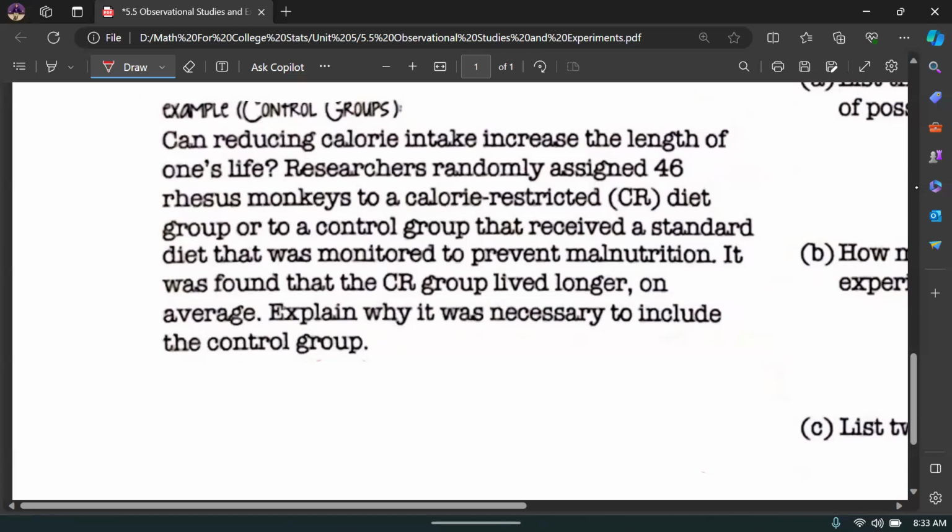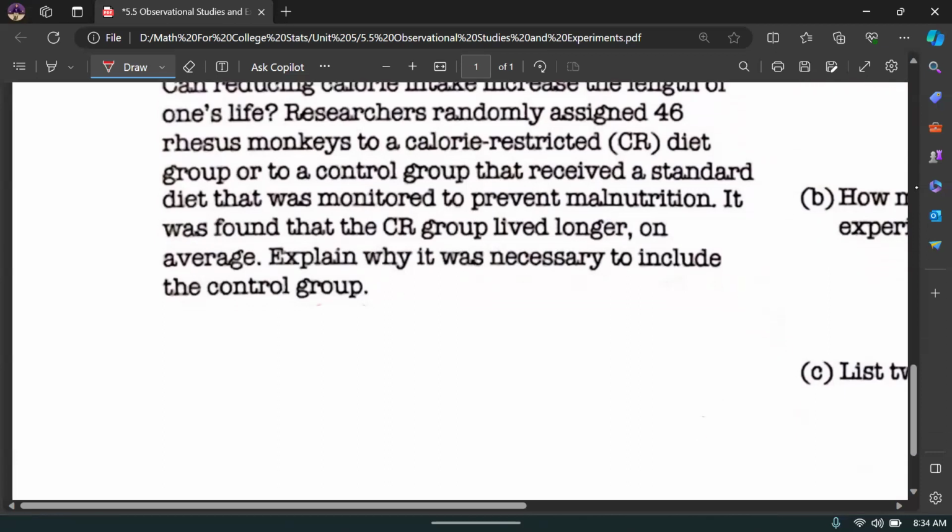We can't just say, oh, they live longer. Longer than what? We don't know what we're comparing it to. So the control group allows us a baseline to compare from. The control group is, again, just the monkeys with the standard diet, doing their normal thing. And we're seeing how long those monkeys live. But then we give the monkeys a calorie restricted diet and we see if they live longer than that, shorter than that, or about the same as that. And the conclusion is that they lived longer. But we need something to compare it to. We have to know if it's better or worse than the normal amount.